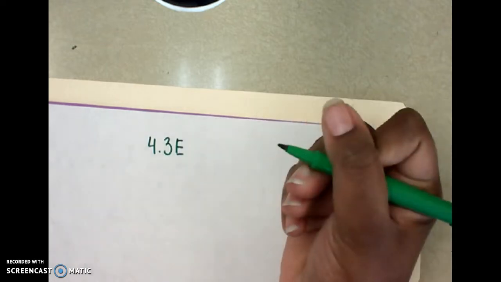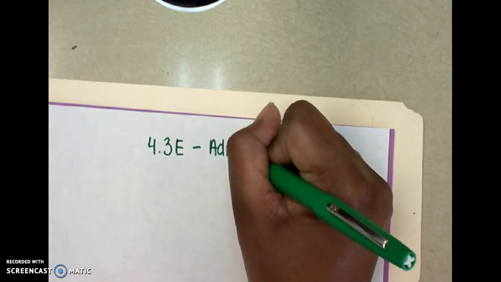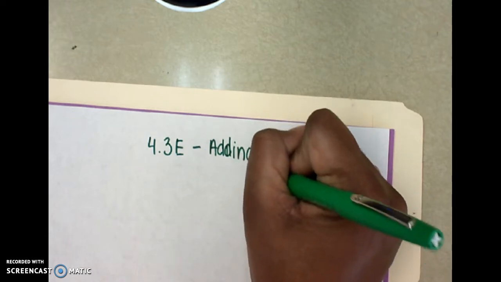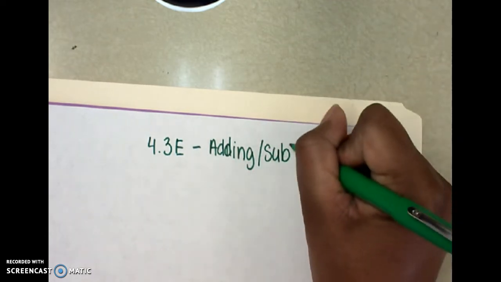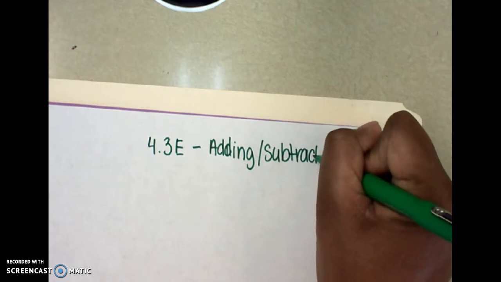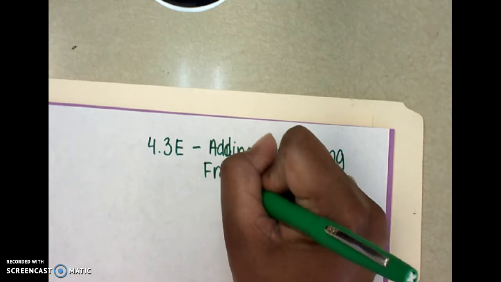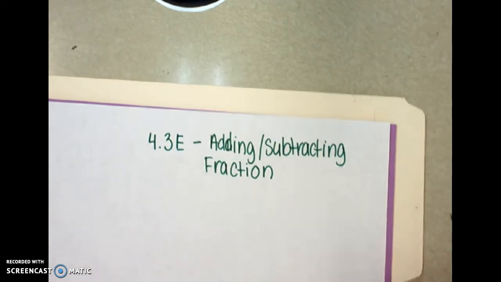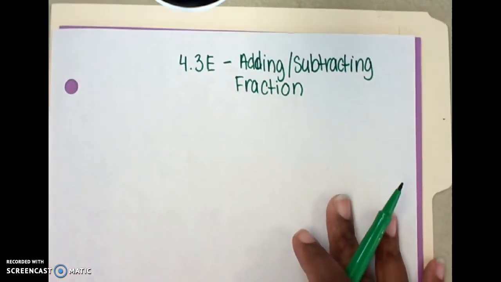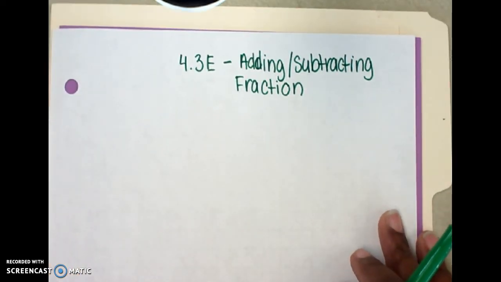Today we are going to do a review lesson on the TEK 4.3e. And 4.3e was about adding and subtracting fractions. So, the first thing you need to remember is that in 4th grade, when we add and subtract fractions, we add and subtract fractions that have the same denominator.